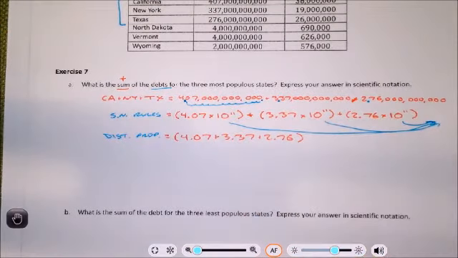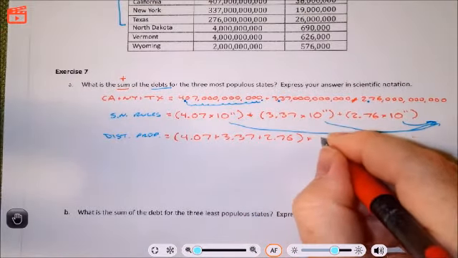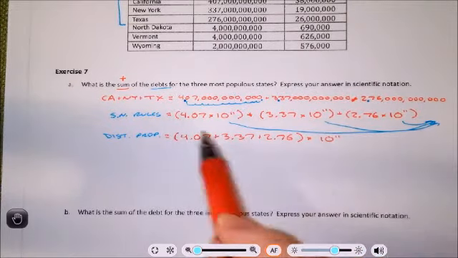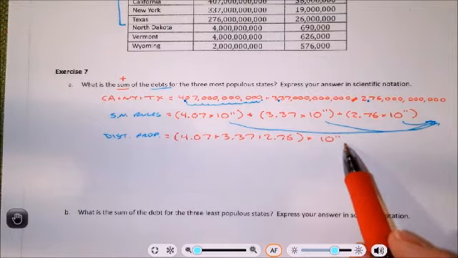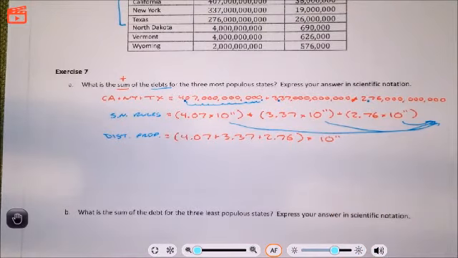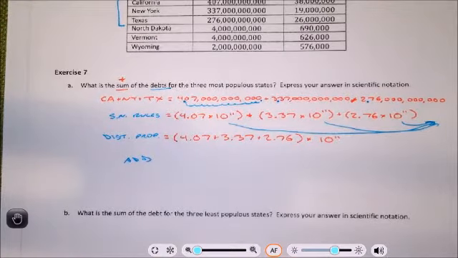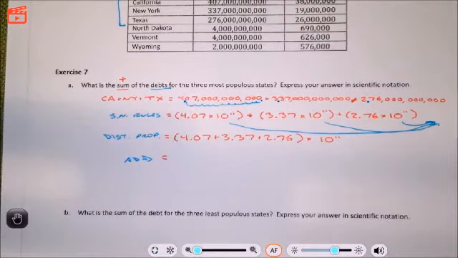That's the distributive property. And the 10 to the 11th just comes on the outside. So I have all of these added together and then times 10 to the 11th. So the next thing you just do, add the three numbers together.